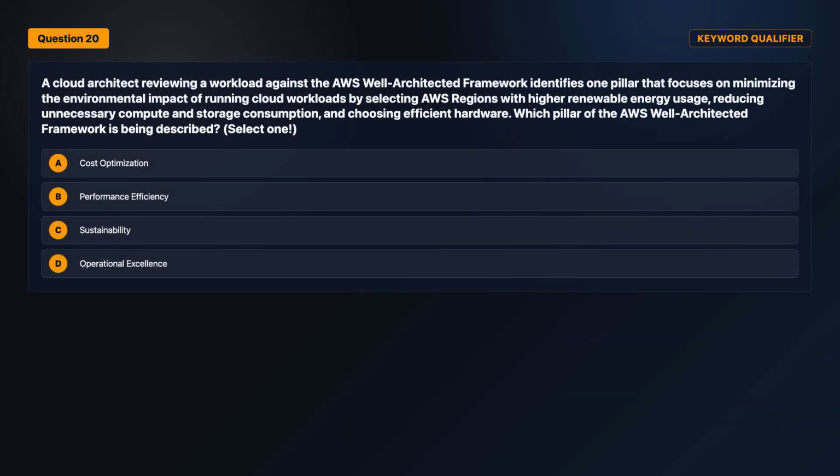Alright, question 20. Watch for must, most, least, or except. A cloud architect reviewing a workload against the AWS Well-Architected Framework identifies one pillar that focuses on minimizing the environmental impact of running cloud workloads by selecting AWS regions with higher renewable energy usage, reducing unnecessary compute and storage consumption, and choosing efficient hardware. Which pillar of the AWS Well-Architected Framework is being described? Select one. Review the answer choices on screen.